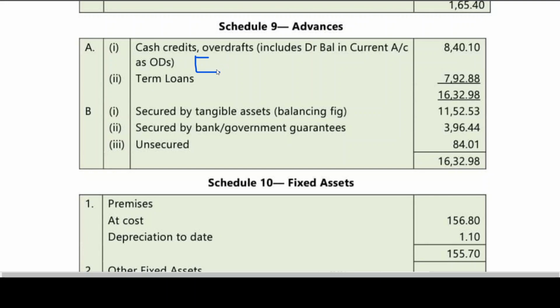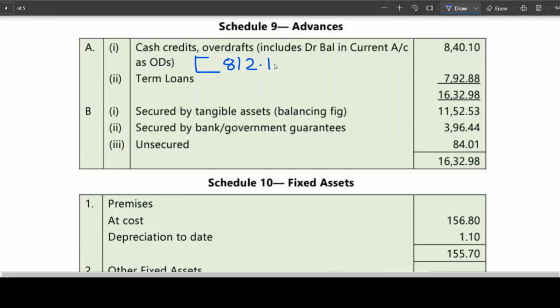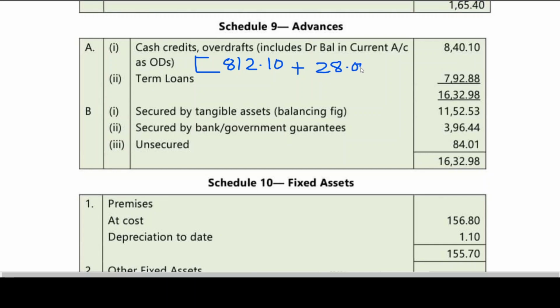Existing cash credits is 812.10, less current account debit balance, which is nothing but OD. Add these two, you are getting 840.10. Term loans is clear to you, 792.88, it has been given. Okay, now the question is very important: secured by bank and government guarantees.